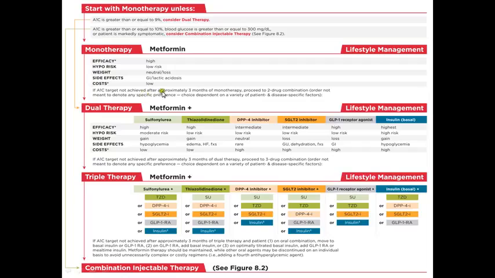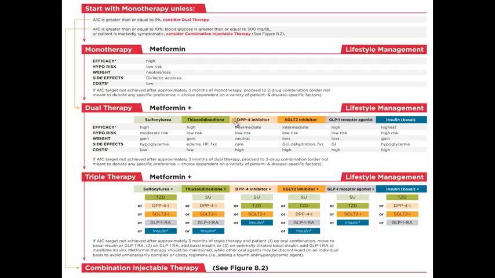If A1C is not achieved after 3 months of metformin monotherapy, then you do a 2-drug combination. The order is not meant to denote any specific preference. You can choose any one of these drugs, depending on the patient's requirement and the patient's condition.